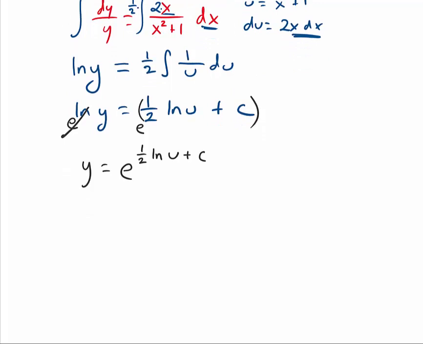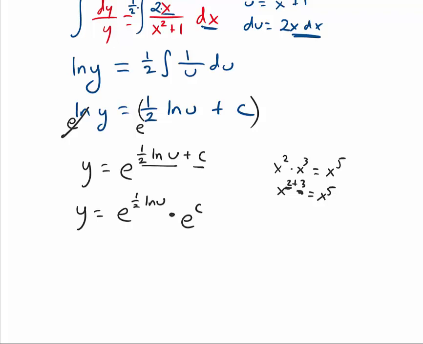Now there's a rule in math with exponents. If you have like x squared times x cubed, they add: x to the 2 plus 3 equals x to the 5th, right? We can go backwards here. So because we have e to the 1/2 ln of u, that's like the 2, and then plus c would be like having the 3. We can separate those. So we have e to the 1/2 ln of u times e to the c.